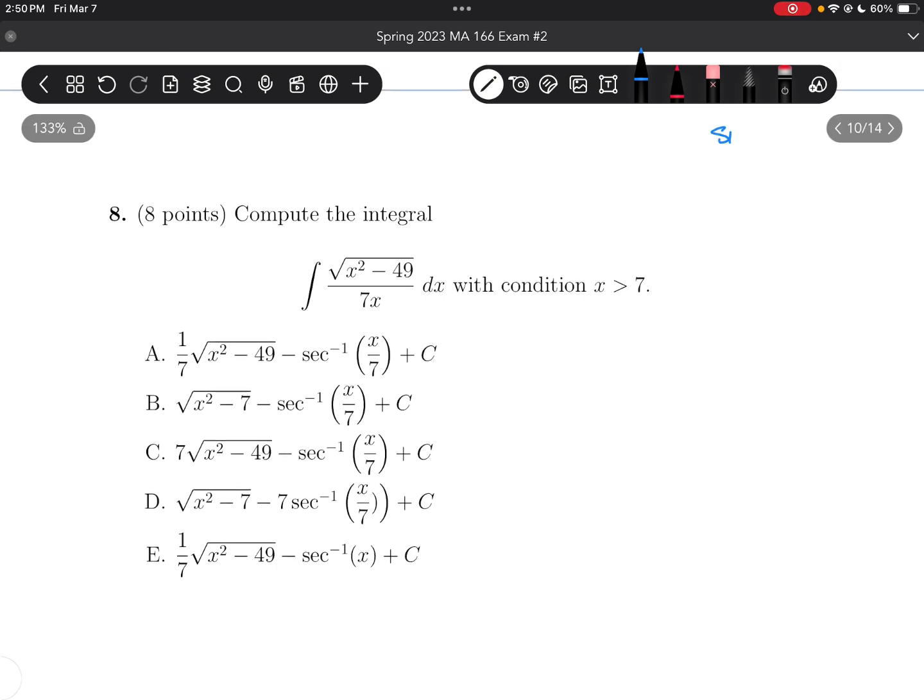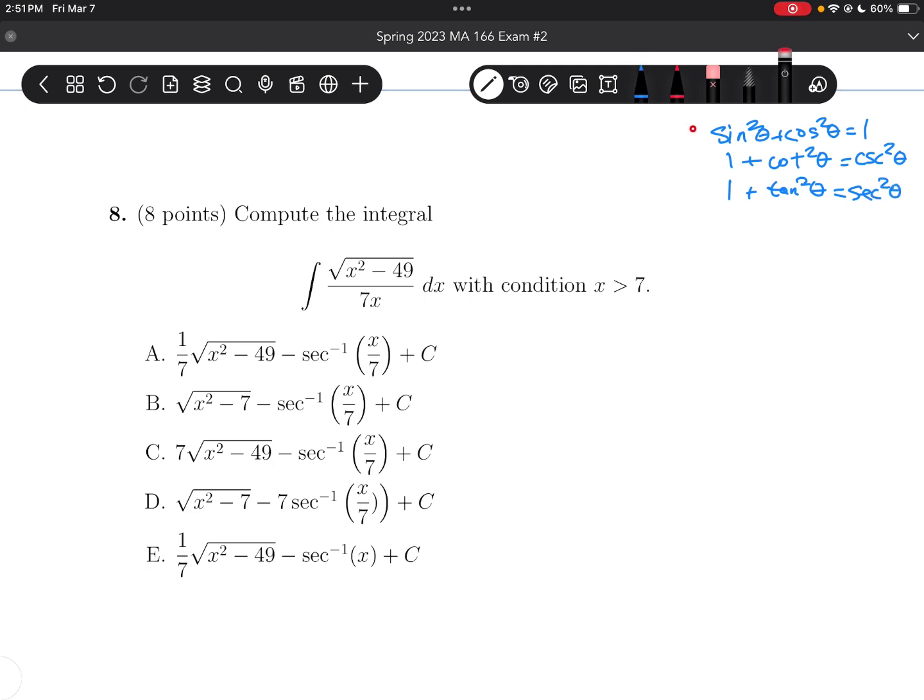And the reason we do this is due to the Pythagorean identities, which state that sine squared theta plus cosine squared theta equals 1. And then we also, from these identities, can find the two identities 1 plus cotangent squared theta equals cosecant squared theta, and 1 plus tangent squared theta equals secant squared theta. You only need to memorize this first identity, which is really important.